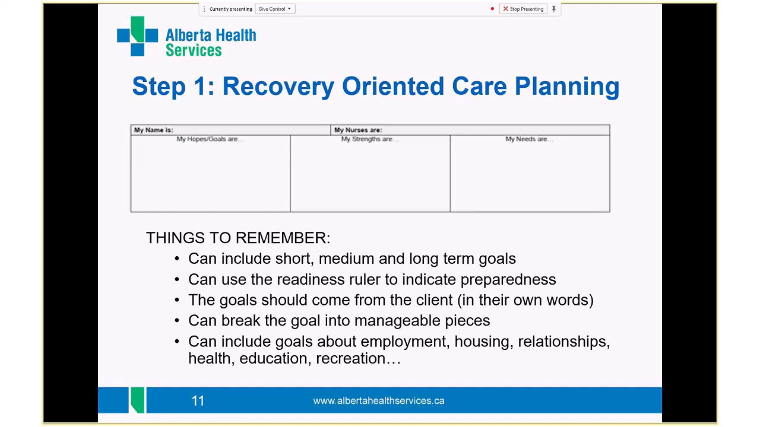Later in the presentation, we're going to be discussing some of the stages of change as well as motivational wording that would help a client create these goals and move through those stages of change.